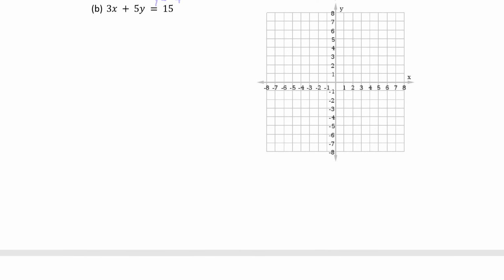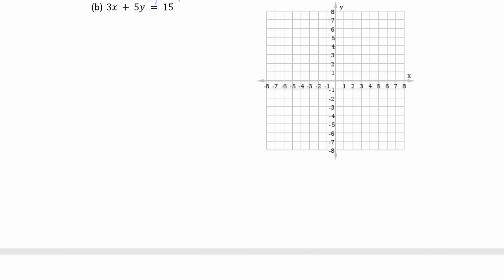3x plus 5y equals 15. Notice it is in standard form because x and y are together on one side and the constant is on the other side. When your equation is in this form, it's convenient to graph it by plotting the x and the y-intercepts. So let's calculate those. The x-intercept is found by setting the opposite variable y equal to 0. So when we plug 0 in for y, this term goes away and we end up with a linear equation in one variable.